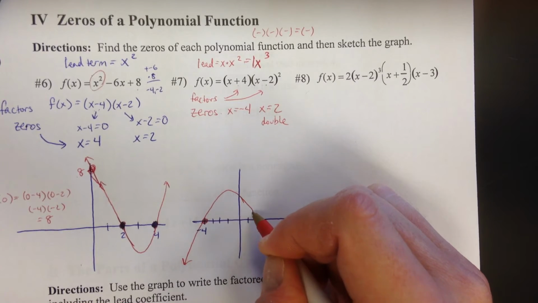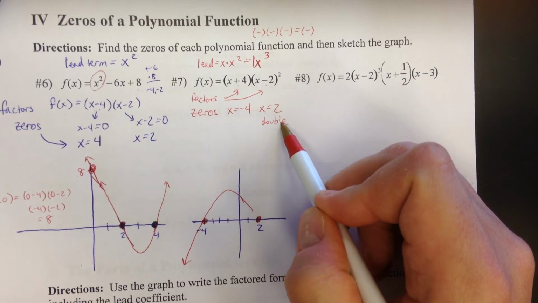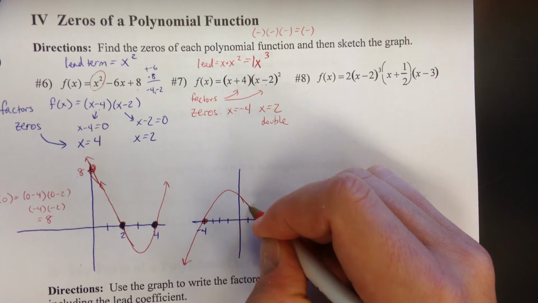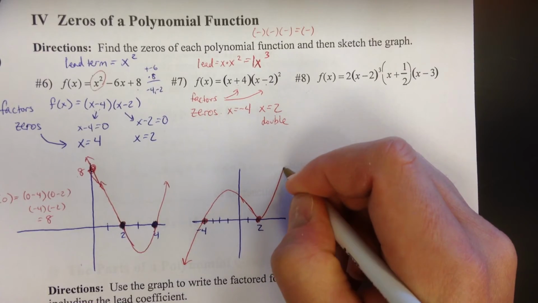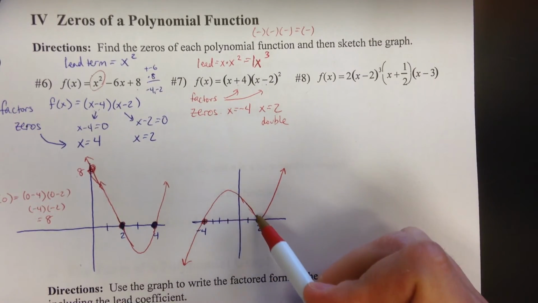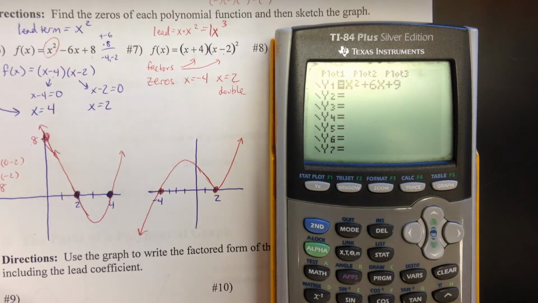Now, what happens when I get to the 2? That's a double 0. That means it's going to bounce. So I'm not going to go through. I'm going to bounce off the 2, and then I'm going to keep going right there. So the function's going to look something like this. Now let's see. That's what I think is going to happen.